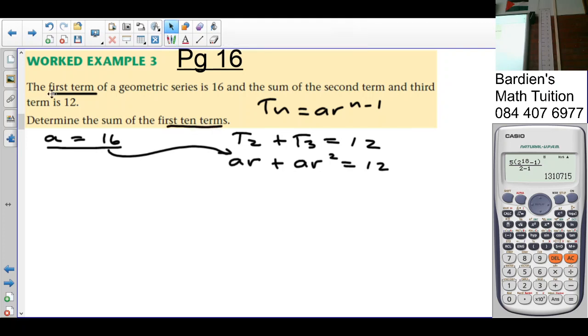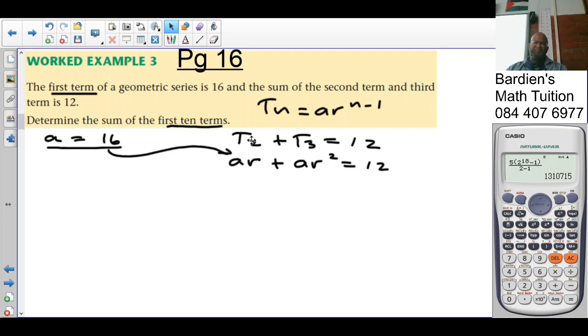Okay? I'm going to pause the video at this point. See any confusion? Yes, Michael? Okay, so we are told that the first term of the geometric series is 16. So it's T1 or A. Okay? Is 16. The sum of the second and third term, that's why I said T2 plus T3 is 12.